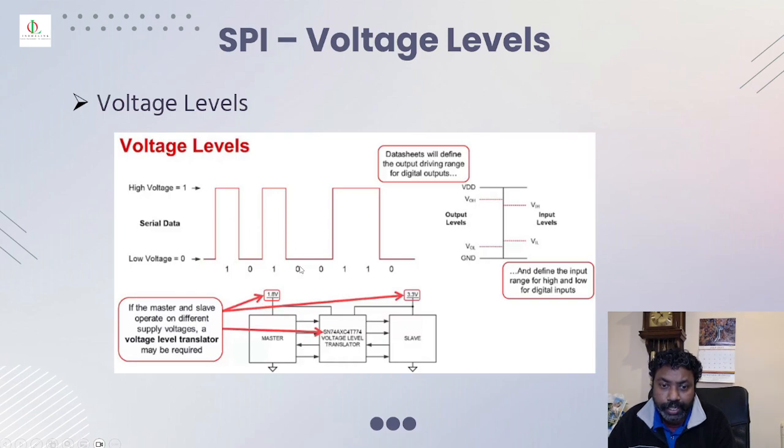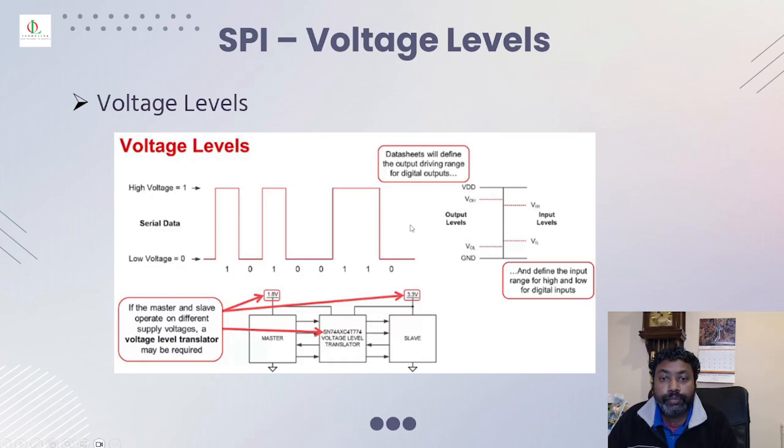So this is how the serial data is converted. Basically, the master and the slave should be running on the same voltage, but in some devices, if the master has to be operated on a separate voltage level and the slave on a separate voltage level, then you need a voltage level translator, which translates and connects to the required voltage levels of the devices. So if the master and the slave operate on different supply voltages, then with the use of a voltage level translator, you can accommodate that.